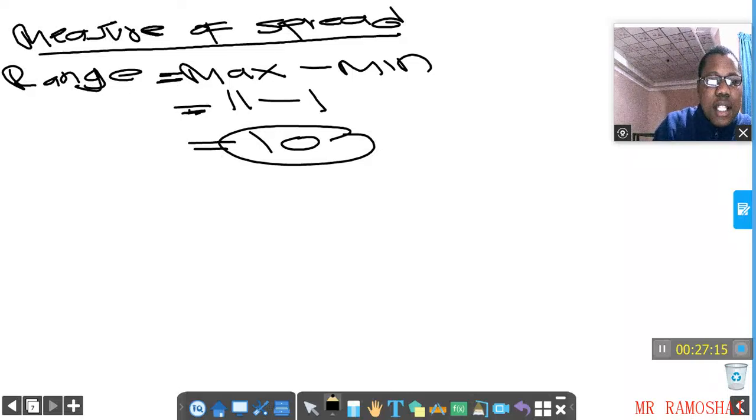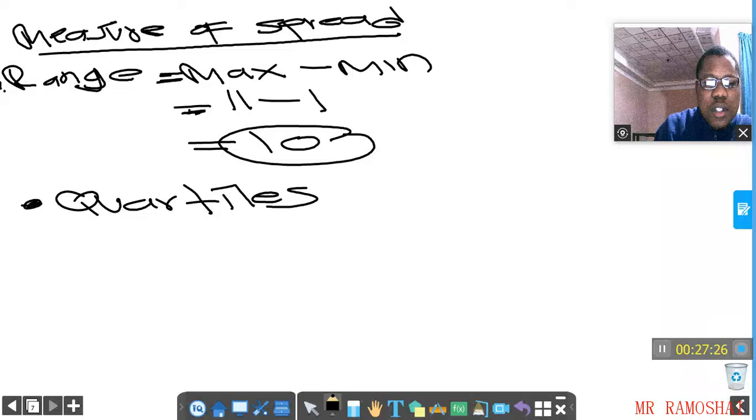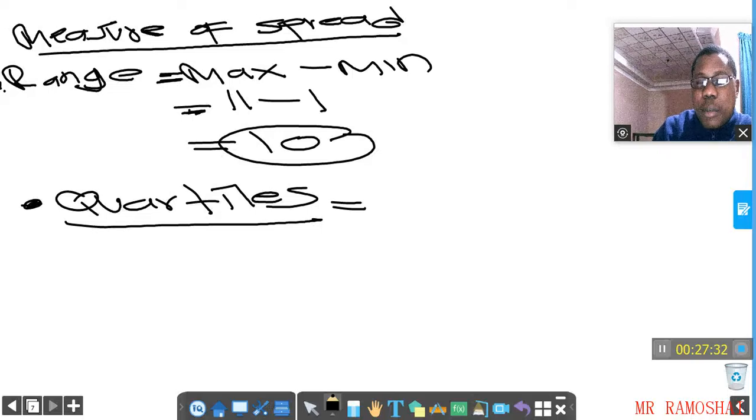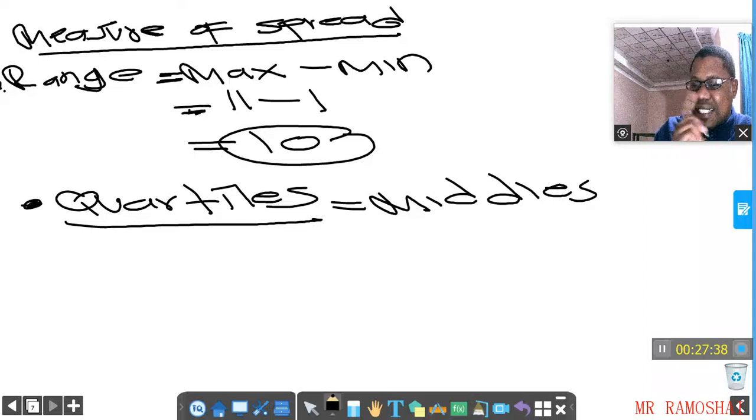Now, the second measure of spread, okay, we talk about quartiles. Let me do this. Guys, when we talk about the quartiles, we talk about middle numbers. You remember that time I said middle number. Those numbers that are in the middle, the two numbers that you will find in the middle, they are not middle numbers. But here when you talk about quartiles, we don't have only one quartile, we have 3 quartiles actually. So all of those quartiles, they are middle numbers.